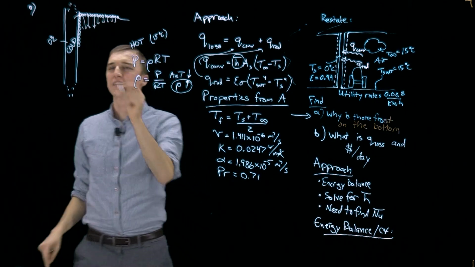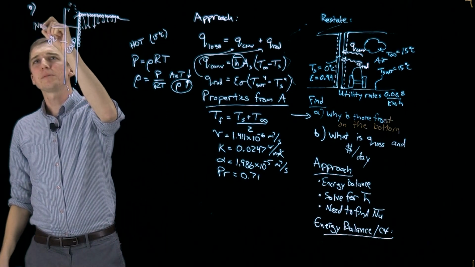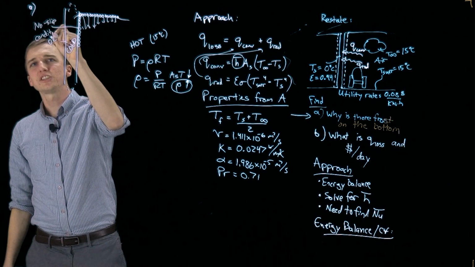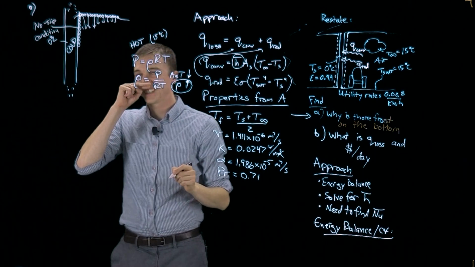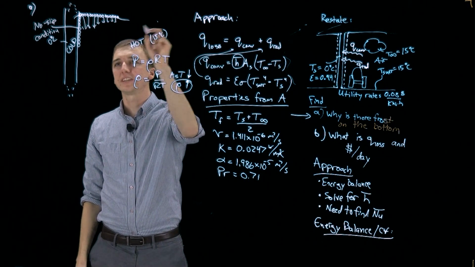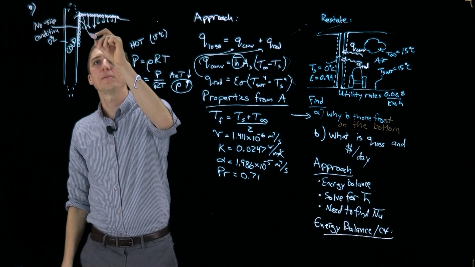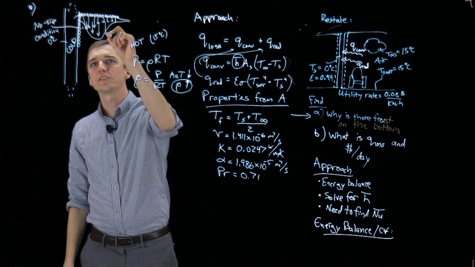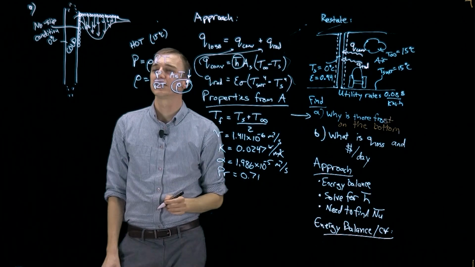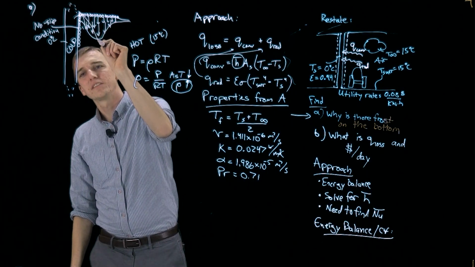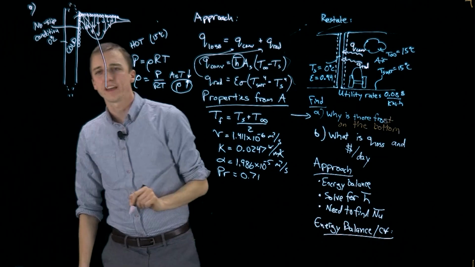But we still have the no-slip condition. So the air molecules directly touching the window will not sink. The air molecules far away from the window won't sink, and we'll have some sort of temperature profile that looks like this, going downwards. What that means is we are going to develop a boundary layer, just like we did with external flow.